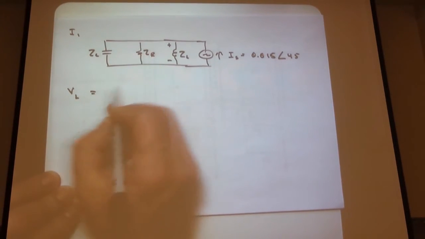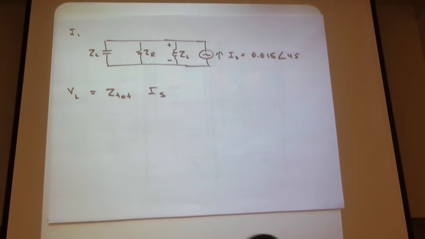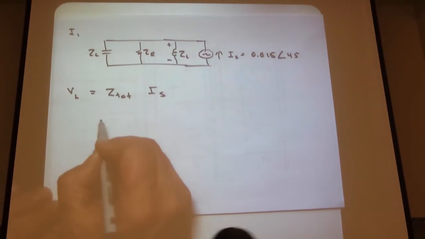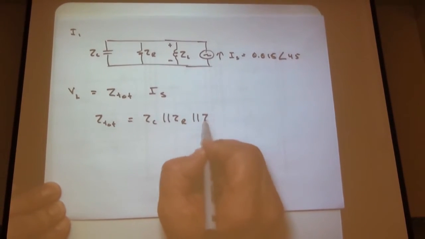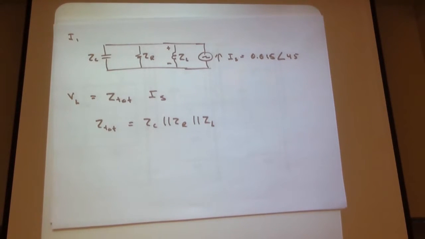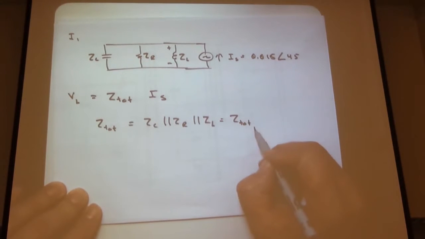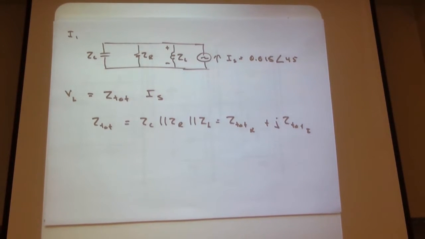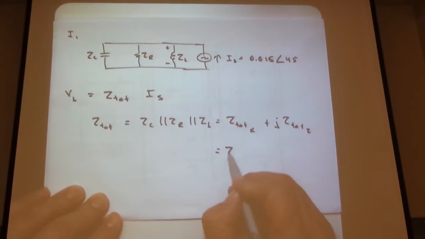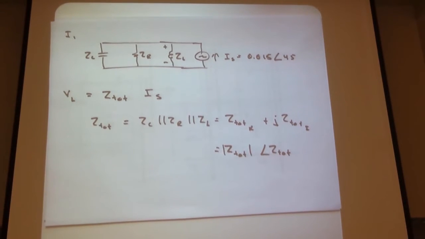So VL, in some sense, equals Z total times I source, right? Does everybody agree? Where Z total is ZC in parallel with ZR in parallel with ZL. And that's some complex number. I don't know what it is off the top of my head. But is everybody comfortable in getting this? This winds up being, you can calculate it out, Z total real plus j Z total imaginary. Is everybody good with that? Now this also equals Z total magnitude angle Z total in phasor form.